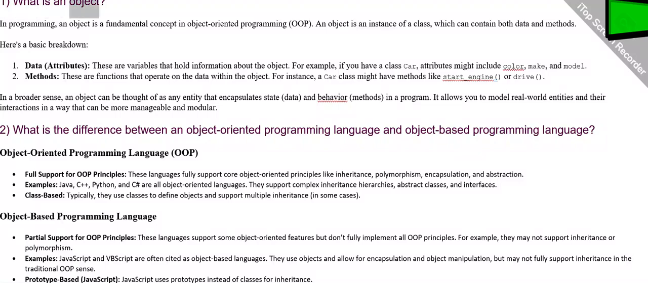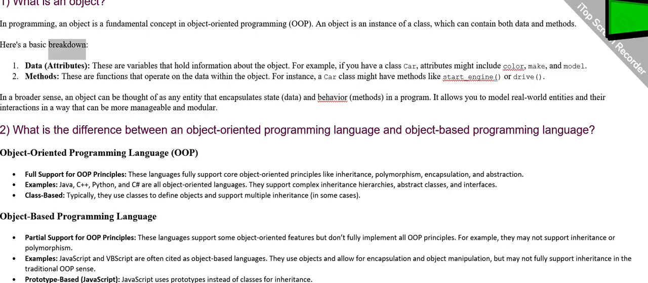1. What is an object? In programming, an object is a fundamental concept in object-oriented programming, OOP. An object is an instance of a class, which can contain both data and methods.